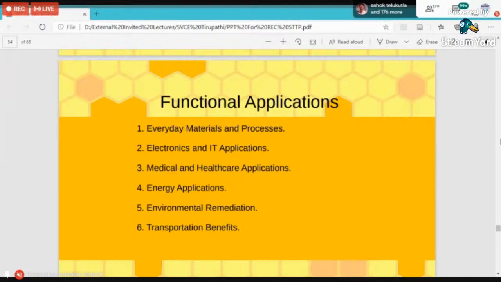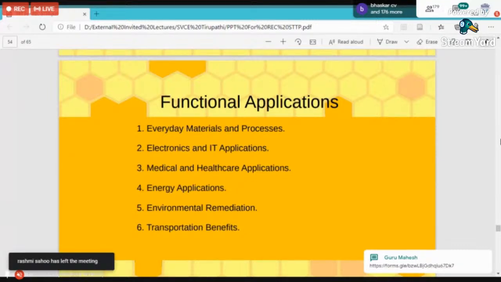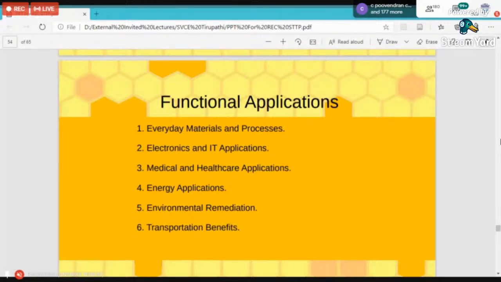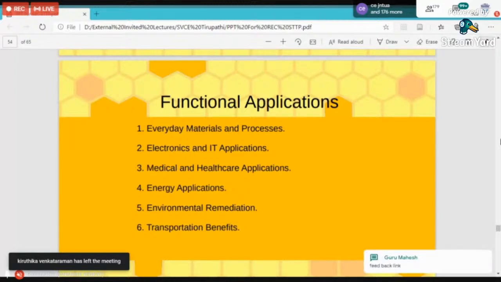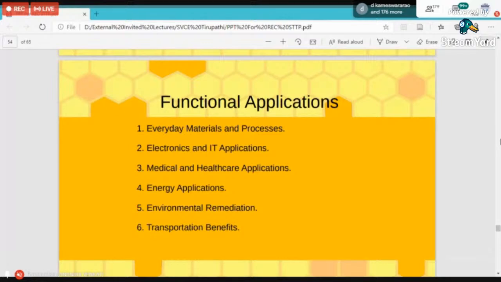Then energy applications: energy storage, energy release, all those applications. Nowadays many nuclear disasters are happening in nuclear reactors, the emission of nuclear radiation. So it can be controlled. You can control all those things. In environmental remedy, how are you going to correct environmental faults using nanotechnology? That is also to be used here. Transportation benefits. What are the transportation benefits? Drug carriers, some of the carriers, medium, nanotechnology is being used.